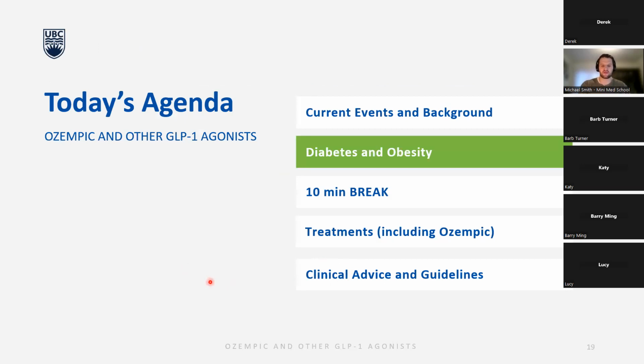So that is our flyover of all the current events and issues surrounding Ozempic. But now I want to switch gears to provide a bit more information on diabetes and obesity, which are the treatment targets for GLP-1 agonists like semaglutide. And hopefully that will give you all a bit more of an understanding for how and why these things work the way they do.